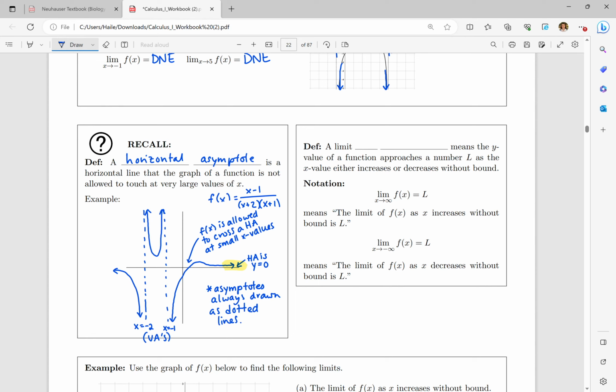Okay, so where are we going with horizontal asymptotes? Well, if you're guessing it's going to be another kind of limit, you would be correct. So a limit at infinity, this is going to be our last kind of limit today. A limit at infinity means the y value of a function approaches a number L as the x value either increases or decreases without bound. Okay, so in the infinite limits, our answer could be infinity or negative infinity. In the limits at infinity, it's our x value that's going to infinity or negative infinity. And our y value is typically a number. Now, that's not to say your answer here could definitely be an infinity or a negative infinity as well.